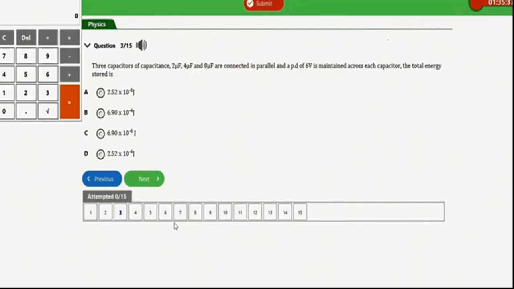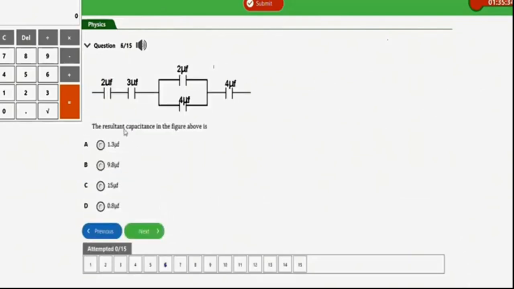So the next repeated question will be this question. It says the resultant capacitance in the figure above is, so in this figure above, this capacitor and this one here are connected in series. This one here is also connected in series, but these 2 are connected in parallel. So let's convert this parallel connection. It will be 2 plus 4. So this will give us 6 microfarad.